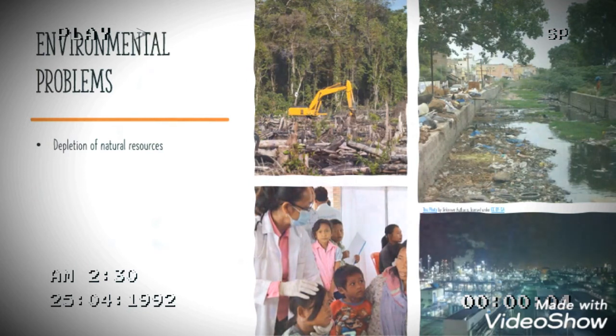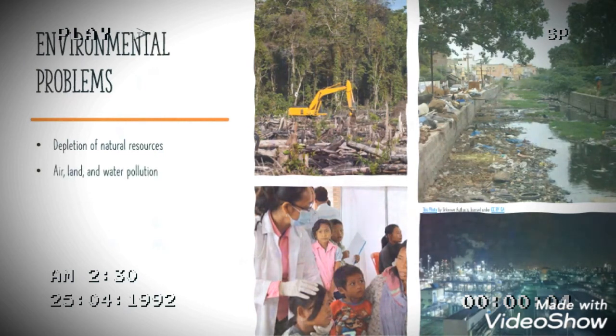As the population grows, plus with the needs of our consumption, we have used a lot of natural resources. As you can see in the picture, there's a car cutting trees, deforestation. We cut trees for our basic needs and also to make profits.